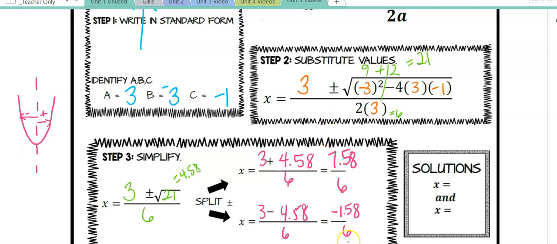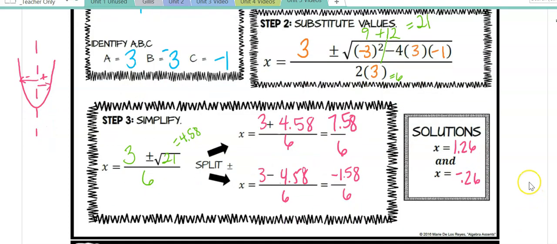So you have your two answers. Plug those into the calculator and you should get, and correct me if I'm wrong, 1.26 and negative 0.26. So one is to the right of the axis of symmetry and one is to the left of the axis of symmetry. Now the goal is to get you guys to do it without this form set up right here, okay? But for today, we're just going to work on this. Our first day, we're just going to try and use this form. So let's go to our next problem.